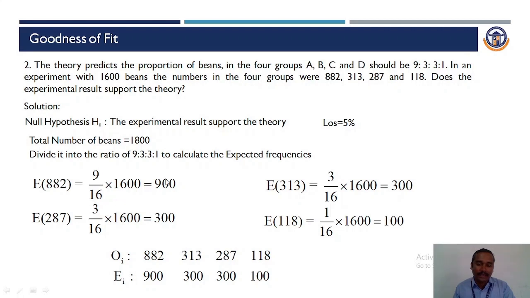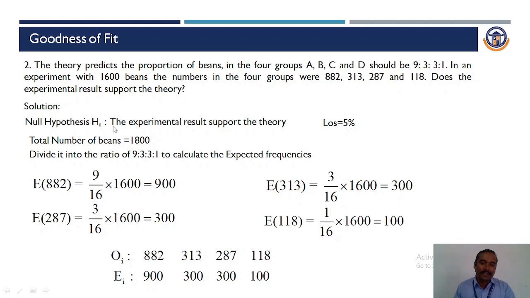For the first category, the ratio is 9. So 9 by 16 into 1600 is equal to 900. So the expected frequency for category A is 900. Similarly, we can calculate the expected frequency for the rest of the categories B, C and D. The respective values are 300, 300 and 100. So the given values are observed frequencies and the calculated values are expected frequencies, based on the given ratio 9:3:3:1.